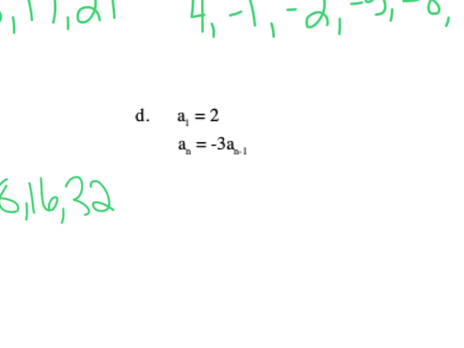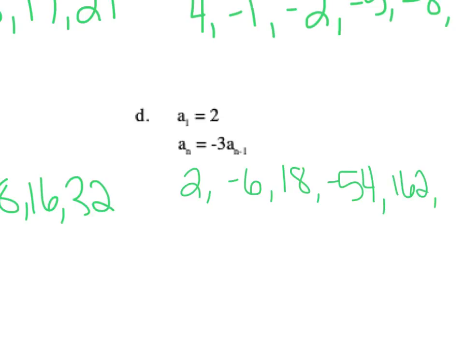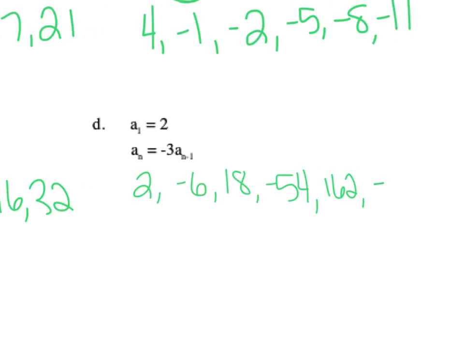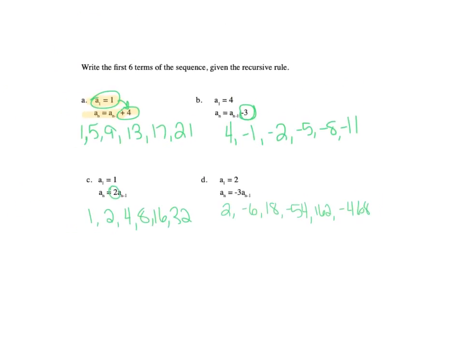Okay, this one, my first term is 2, so I know my first term in my sequence is 2, and I'm multiplying by negative 3 each time. 2 times negative 3 is negative 6, times negative 3 is positive 18, times negative 3 is negative 54, times negative 3 is 162, times negative 3 is negative 468. And you could go on just by multiplying by that common ratio each time.